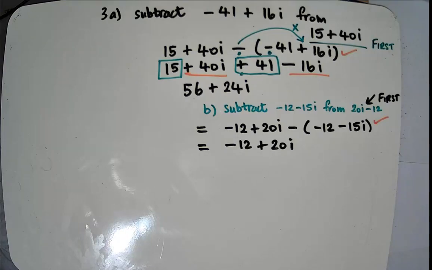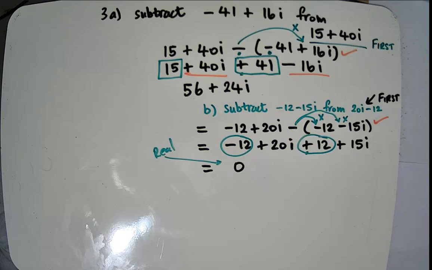So a negative times a negative will be a positive 12. Then we have a negative times a negative will be a positive 15i. Next thing, we are circling the real parts, in other words, the whole numbers. So we have minus 12 plus 12, that will give us 0. But this is the real part.